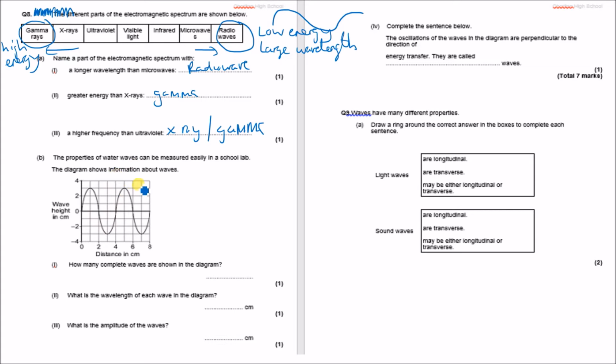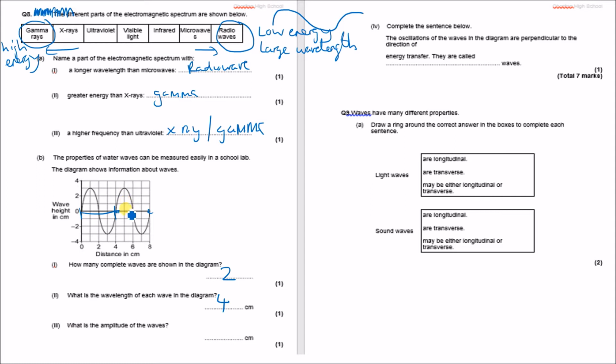Right, the next question is about describing a wave. So how many waves are shown in the diagram? Well, we go up and down and back to where we started, and up, down, back to where we started. So there are 2 waves in the diagram. What is the wavelength of each wave in the diagram? From here to here, you can see that is a distance of 4, and that is 4 centimeters.